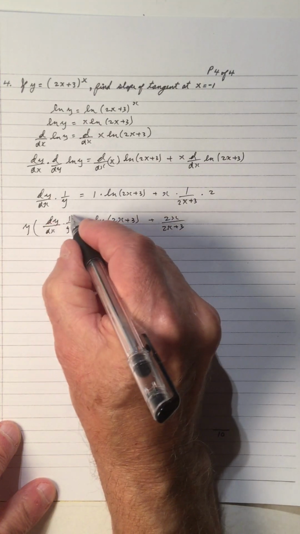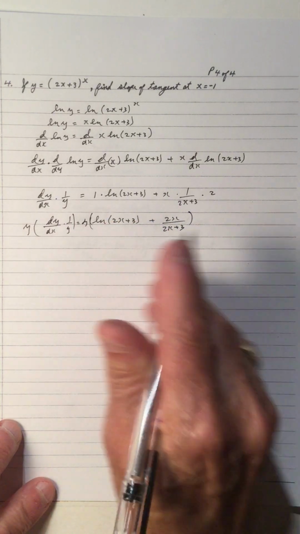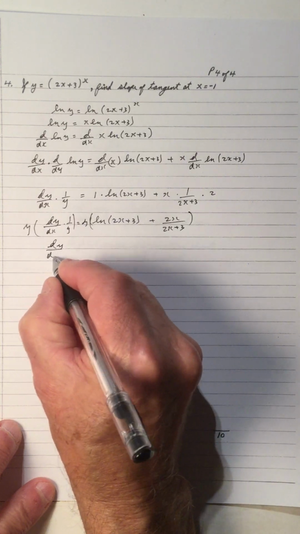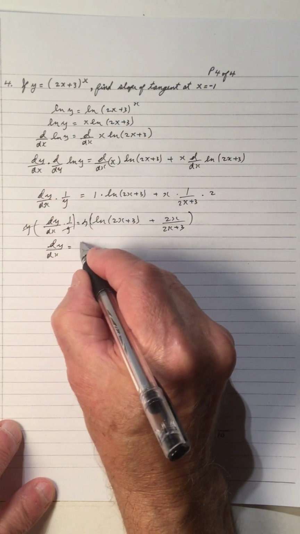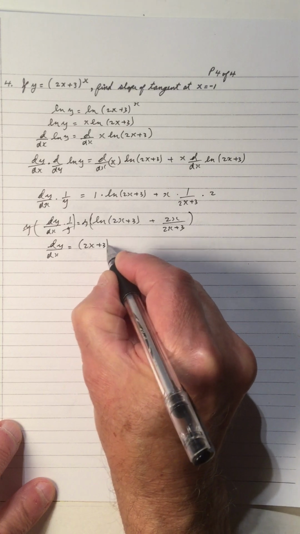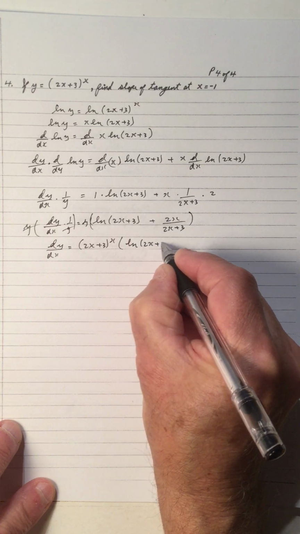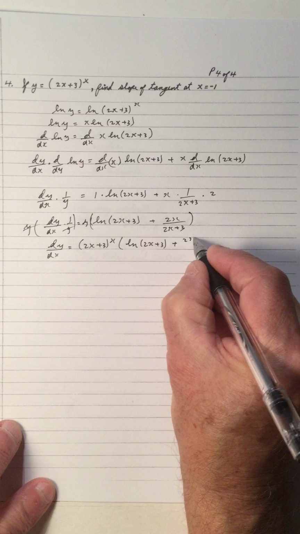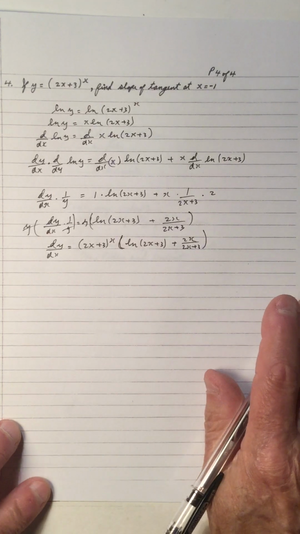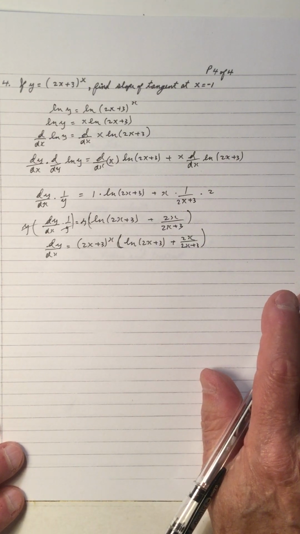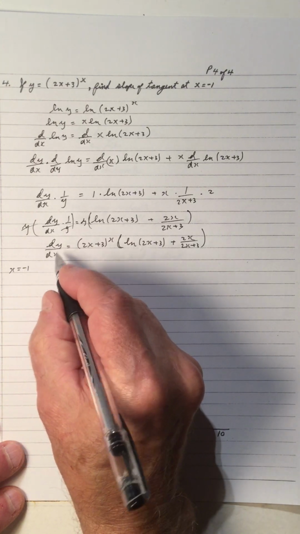And we multiply both sides by y. There it is. So we get dy/dx, because the y's cancel out. And the y is this (2x + 3) raised to the x power. And we have ln of 2x plus 3, add on 2x all over 2x plus 3. Okay, now that's the derivative, which is the slope of the tangent, but we have to do it at x equals -1. That's the slope at x equals -1.